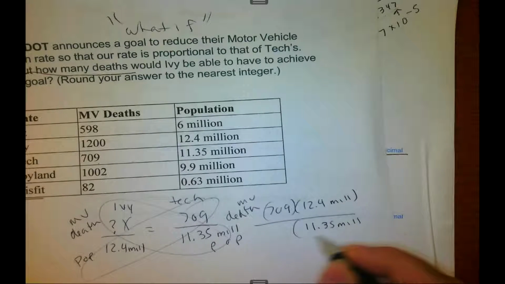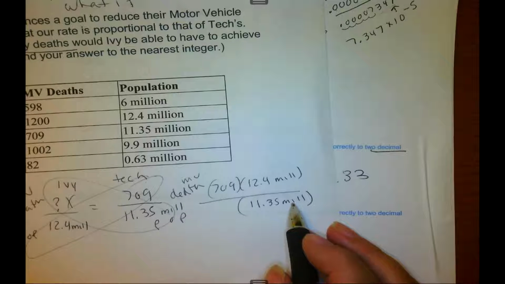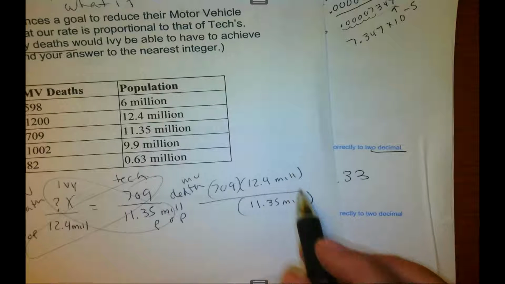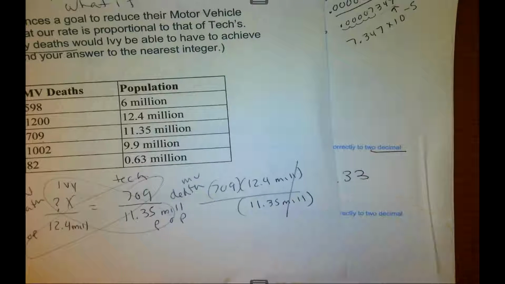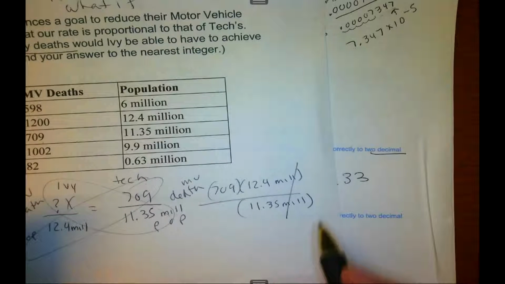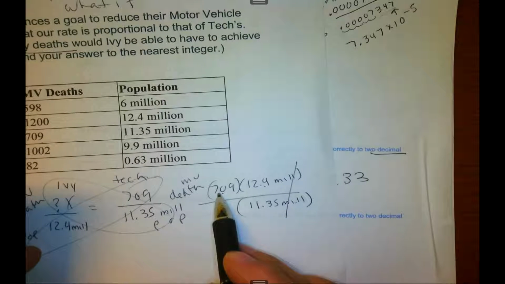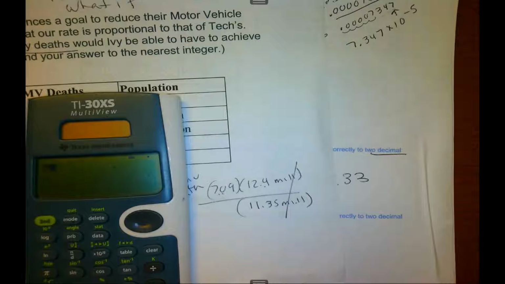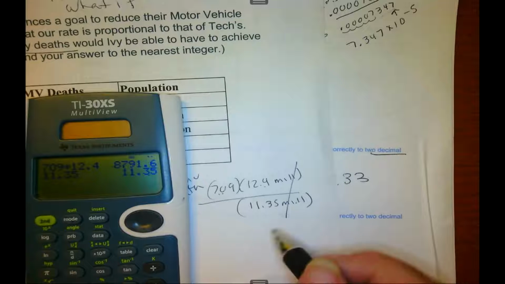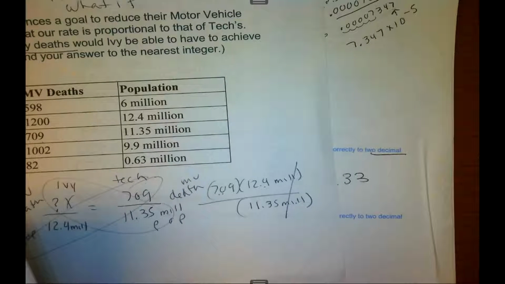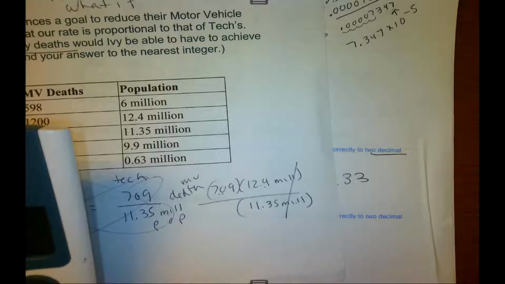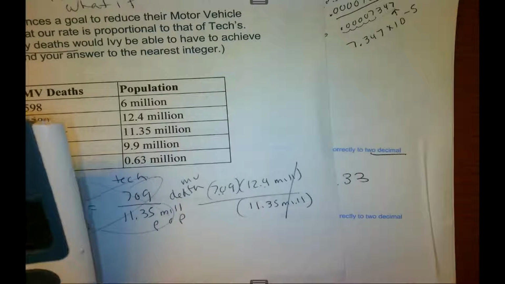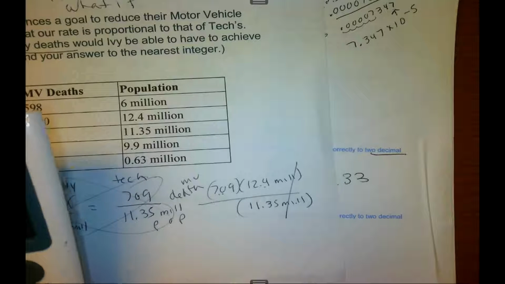Now there's a reason I didn't put this in my calculator yet. I don't like to work with the big numbers and enter all those zeros or times 10 to the 6 if I don't have to. If I have millions in numerator and denominator, common factors cancel. Okay? Million and million. So all I have to do is 709 times 12.4 divided by 11.35. I forgot to hit divide. 709 times 12.4 divided by 11.35.